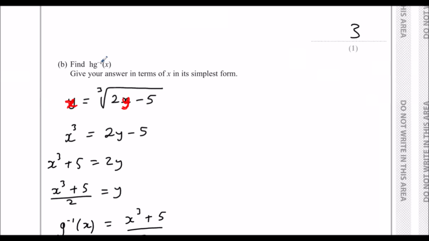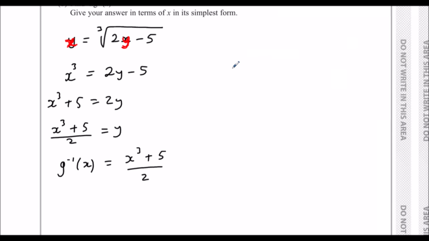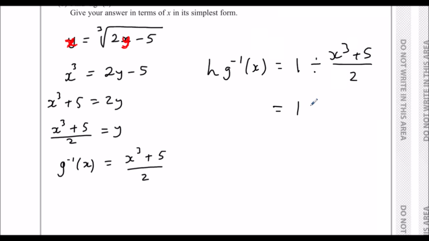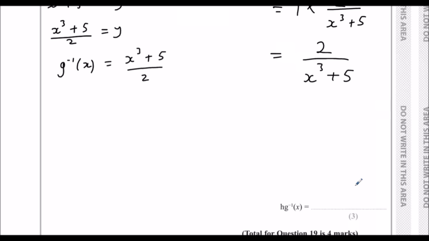So I'm putting the inverse of g into h now. The inverse of g goes into h, and h of x is 1 over x. So it's 1 divided by this. So h g minus 1 of x is 1 over 1 divided by x cubed plus 5 over 2. And to divide by a fraction, I'm going to times by its reciprocal. So 1 times 2 over x cubed plus 5, which is just 2 over x cubed plus 5. So h g minus 1 of x is 2 over x cubed plus 5.